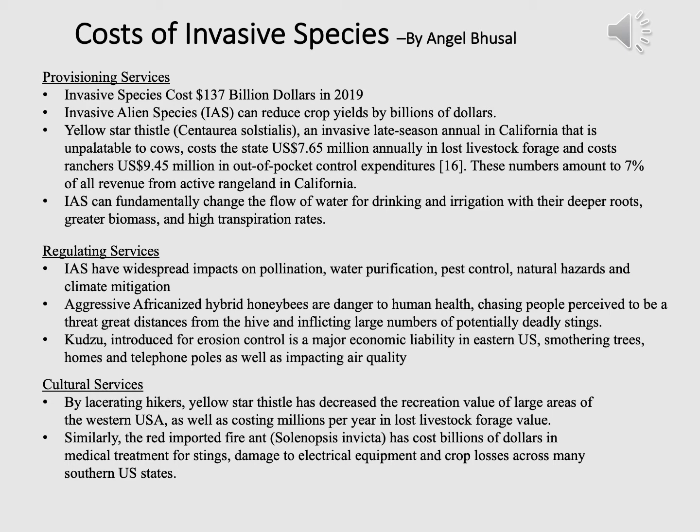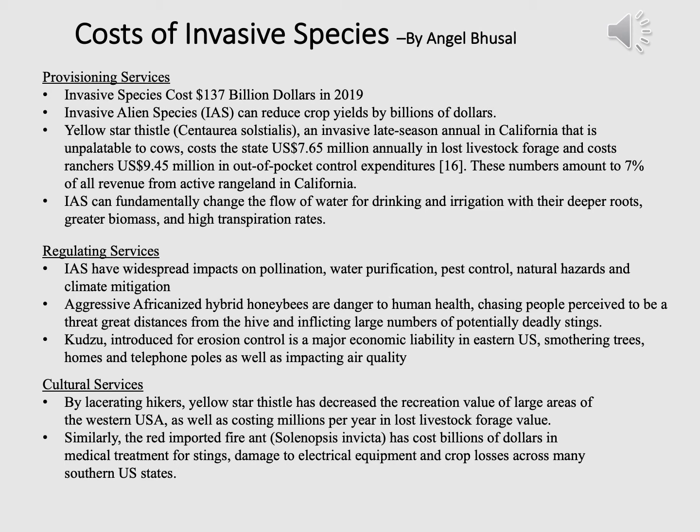Cost of invasive species. There are three different categories of effects of invasive species on nature, and one of them is provisioning services, which includes the effects of invasive species on water and food. Invasive species cost the US around $137 billion in 2019, and they also reduce crop yield by billions of dollars. Yellow starthistle, one of the invasive species, cost California around 7% of all of its revenue from active rangeland.